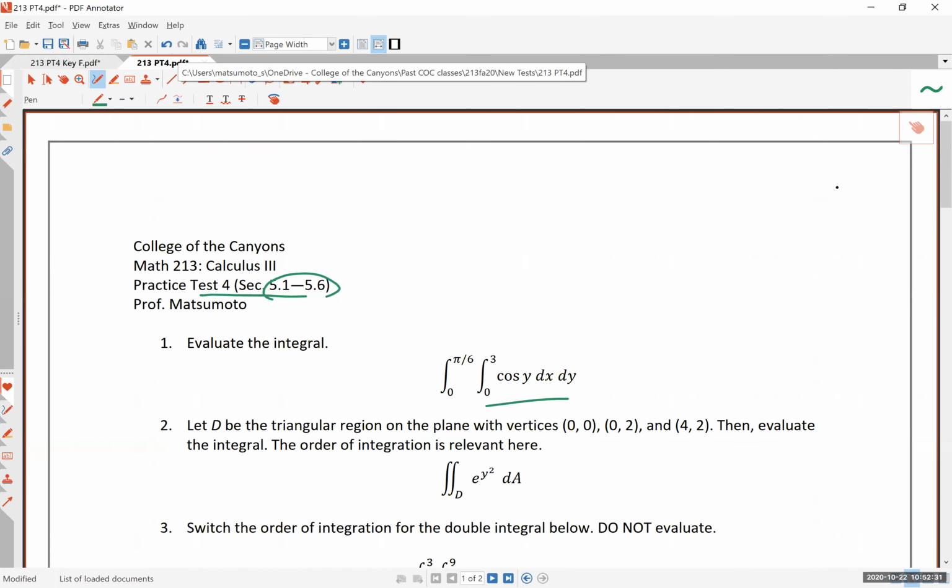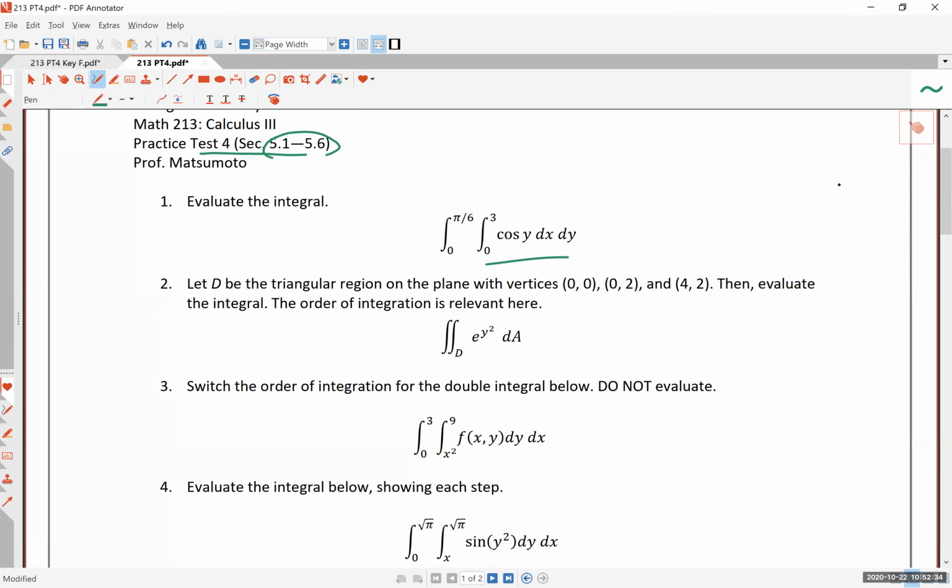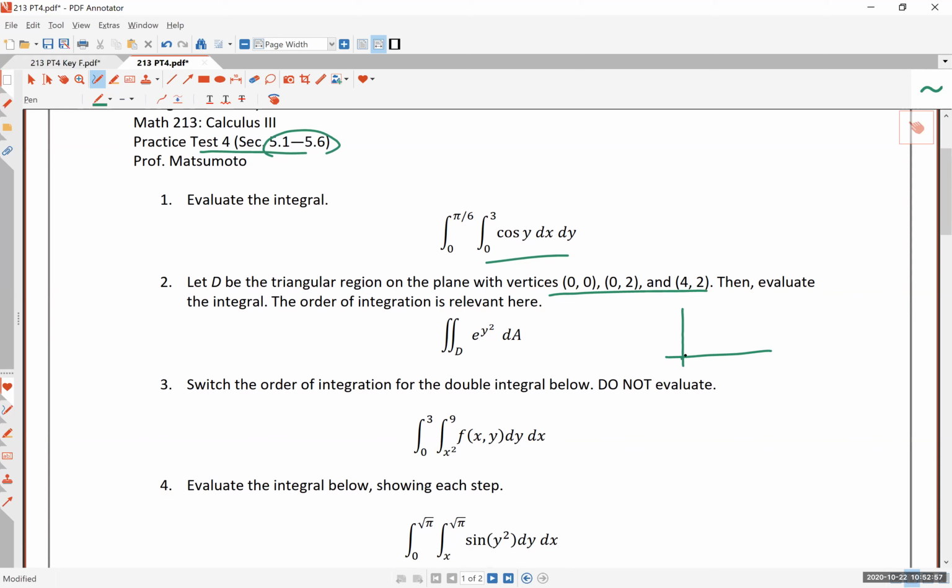Okay, look at number 2. Let D be the triangular region on the plane with vertices 0, 0. If you are asked to evaluate this kind of integral where the region is described in English, you should try to sketch the picture of the domain. The region they're asking about is a triangular region with the vertices 0, 0 and 0, 2 and 4, 2.